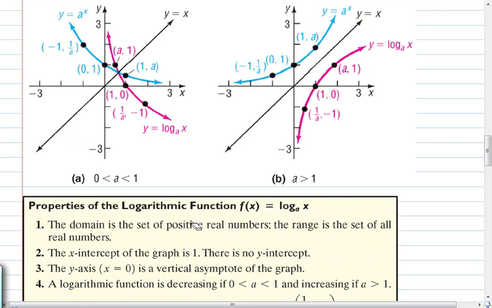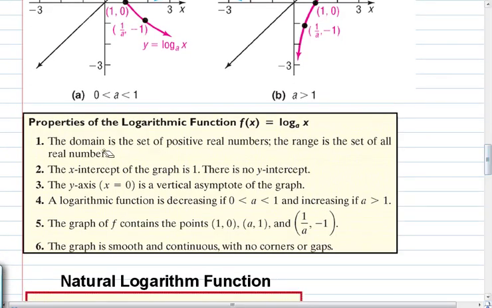You can figure out all of these properties of logarithmic functions. So the domain for a log is going to be the set of all positive real numbers. The range is all real numbers. We have an x-intercept at (1, 0). There's no y-intercept. The y-axis is now a vertical asymptote.